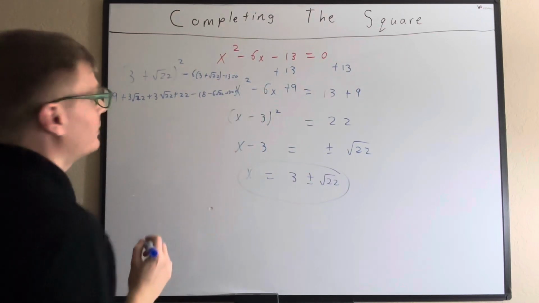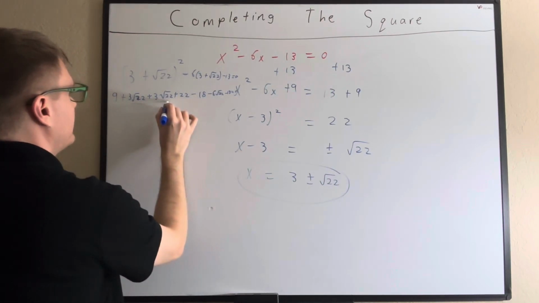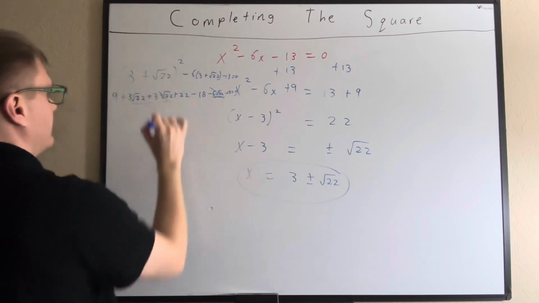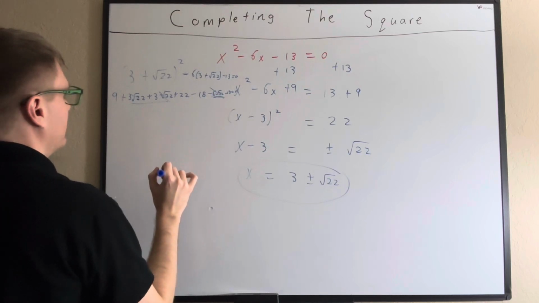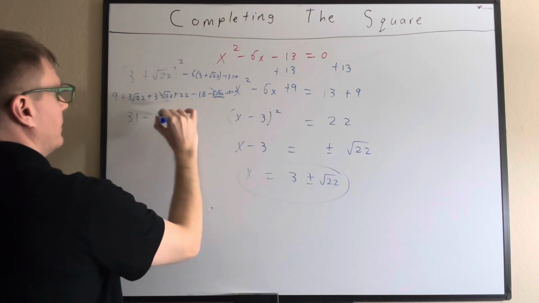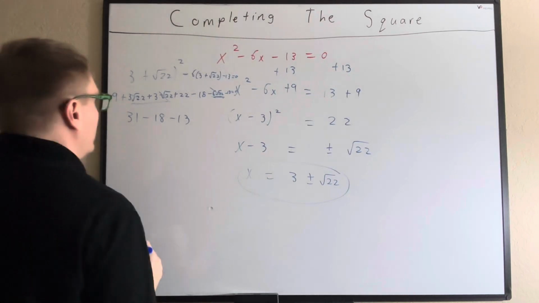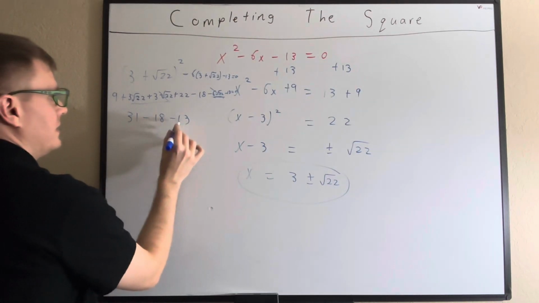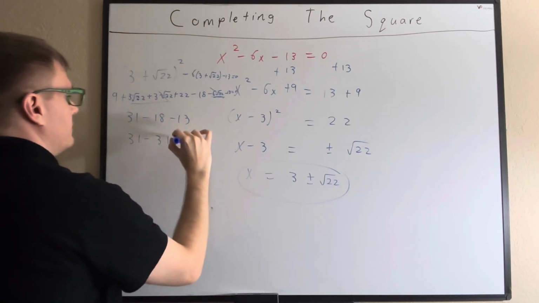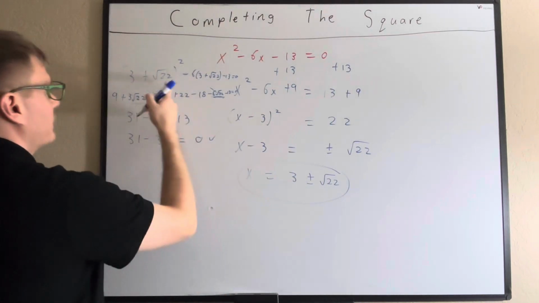Yep, I have to write really small. This adds to get plus 6 square root of 22, and this is minus 6 square root of 22, so all that cancels out. Okay. 9 plus 22 is 31, minus 18, minus 13. What's negative 18 minus 13? Negative 31. And I bet if the positive one works, then the negative one works too.